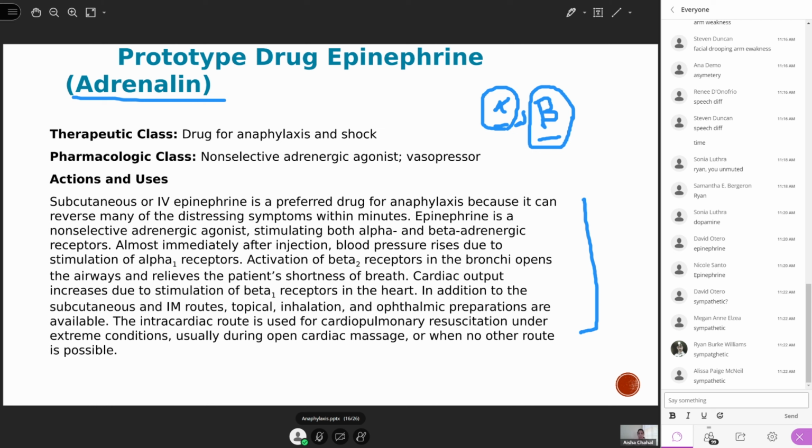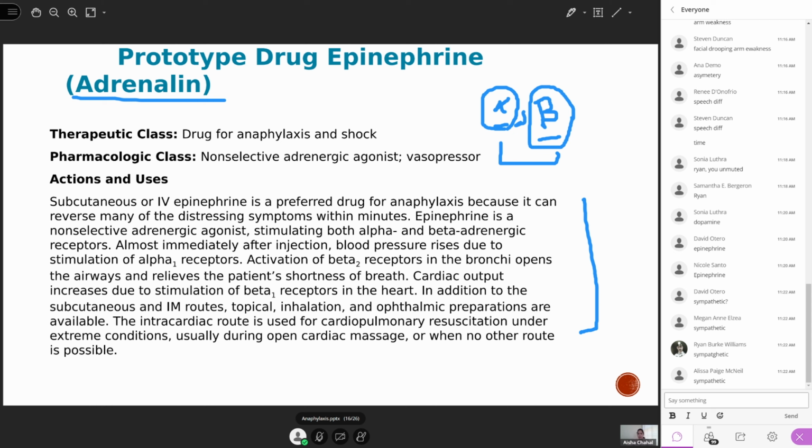And it is also called a non-selective adrenergic agonist. Why? Because it does not act on just alpha or just beta. It acts on both of these, and that's why it's non-selective. Okay, that is all the information it says.